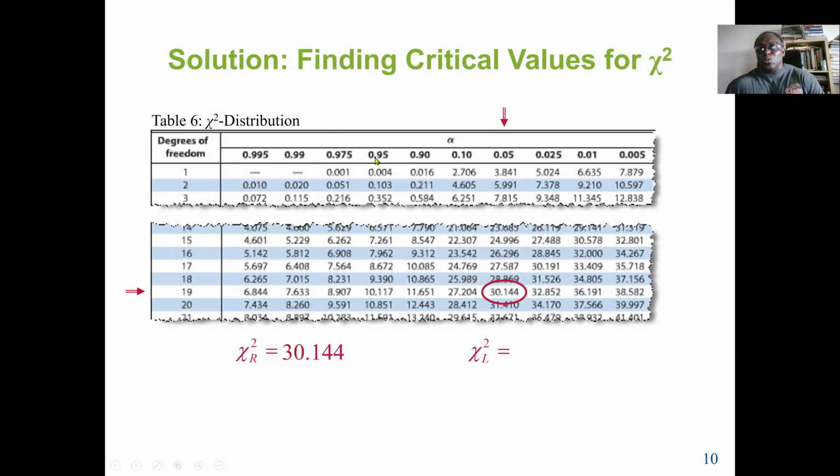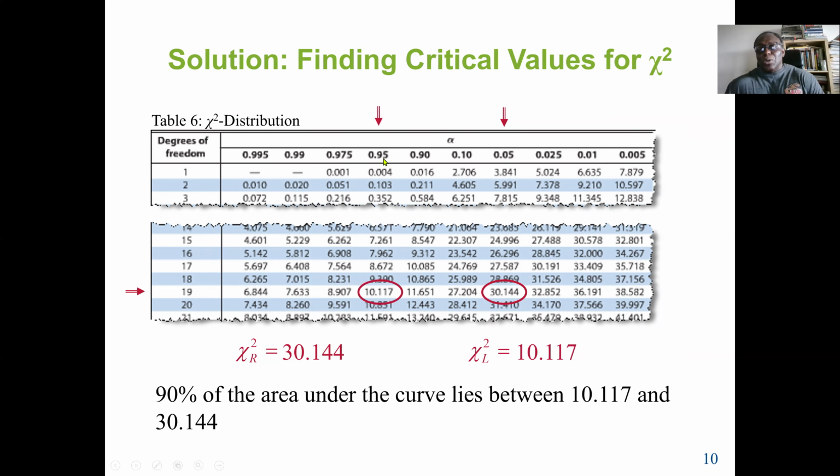Then we go to the left, which is 0.95. So that gives us 10.117. So here we say that 90% of the area under the curve will lie between 10.117 and 30.144.